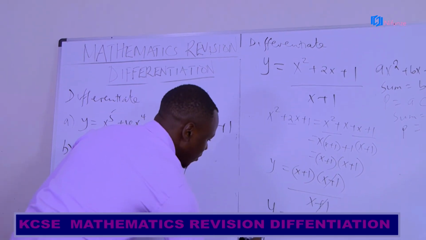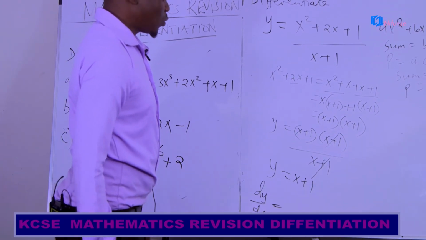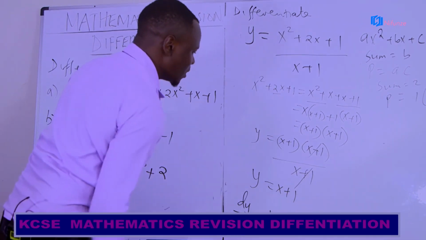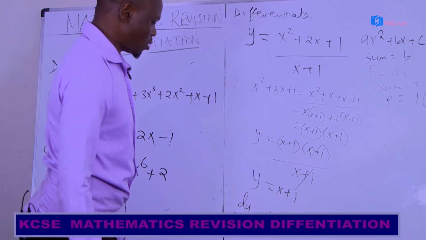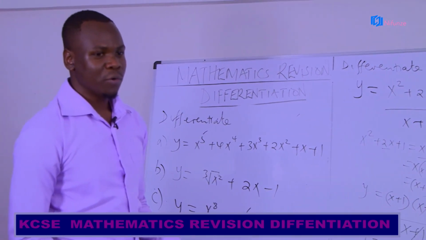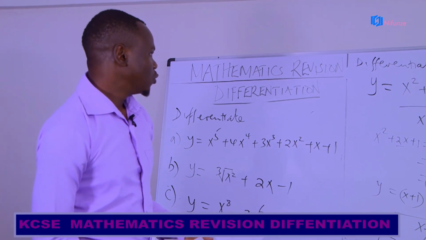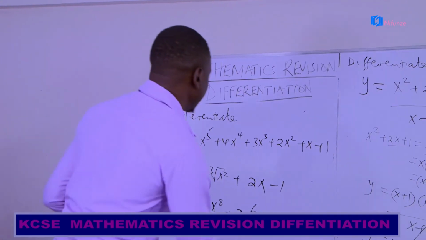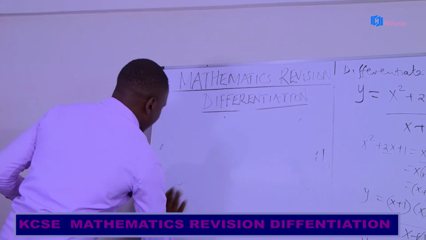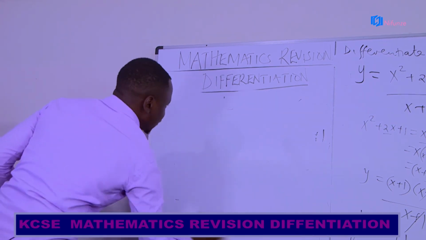So dy over dx will be equal to, this is x. The power is 1. So it will be 1 because this is like x raised to power 1. 1 minus 1 is 0. x raised to power 0 is 1. So that is the derivative. I hope you are following to that point. I'm giving you two of them so that you attempt them and see whether you are able to work them out correctly even as we conclude our session of today.